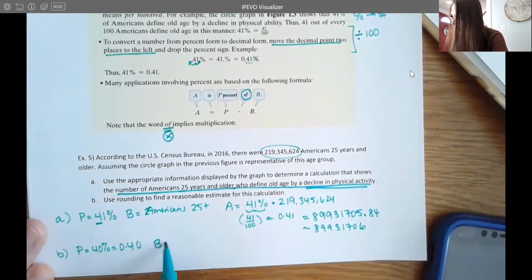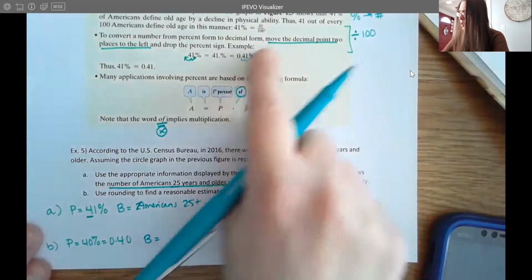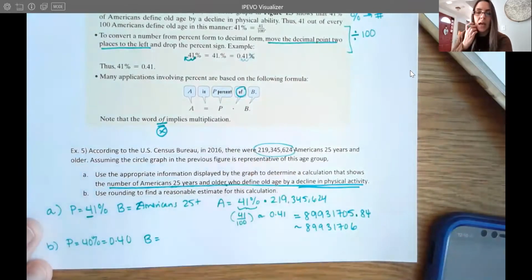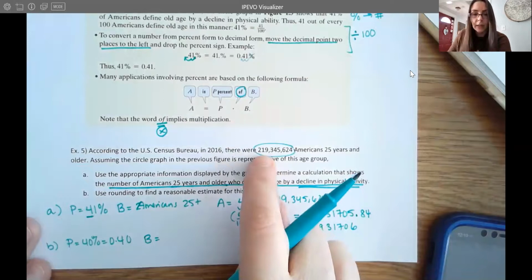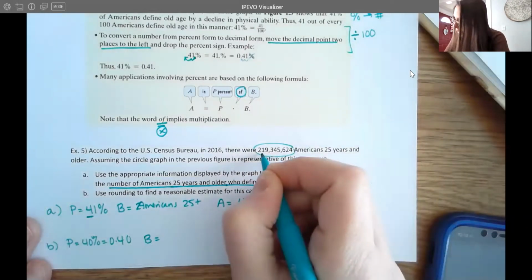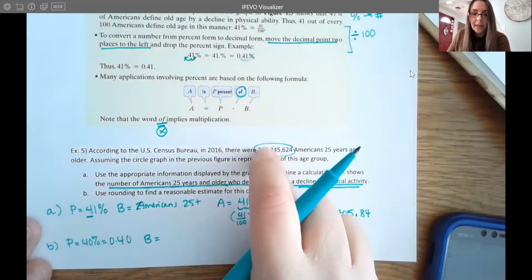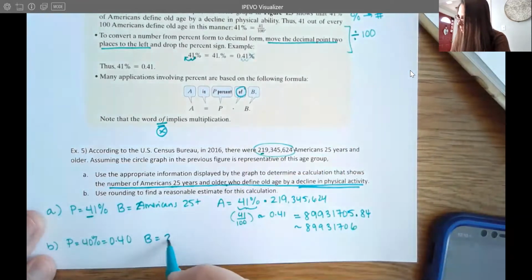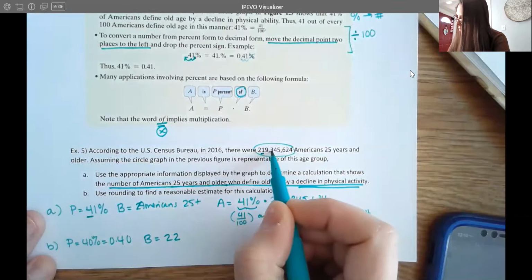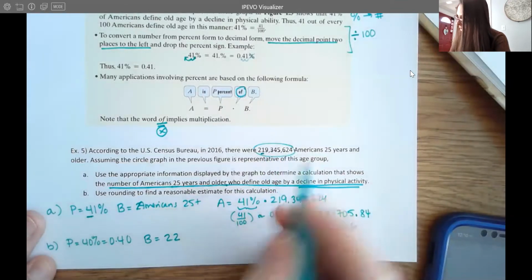Now, my base is still that group of Americans, but this number is so messy. I'm going to round this to the nearest 10 million. So I'm going to take that 1 and underline right here. And then I'm going to look at that next number, that 9. So that 9 is going to bump that 1 up to 2. So I'm going to use 22, and then I have 1, 2, 3, 4, 5, 6, 7 zeros.